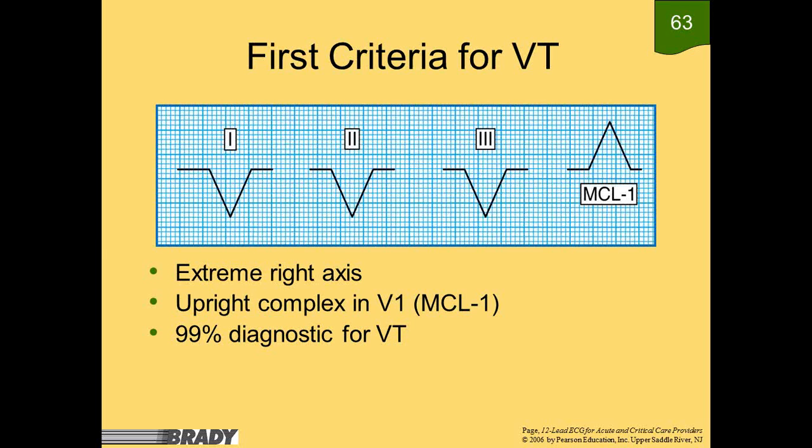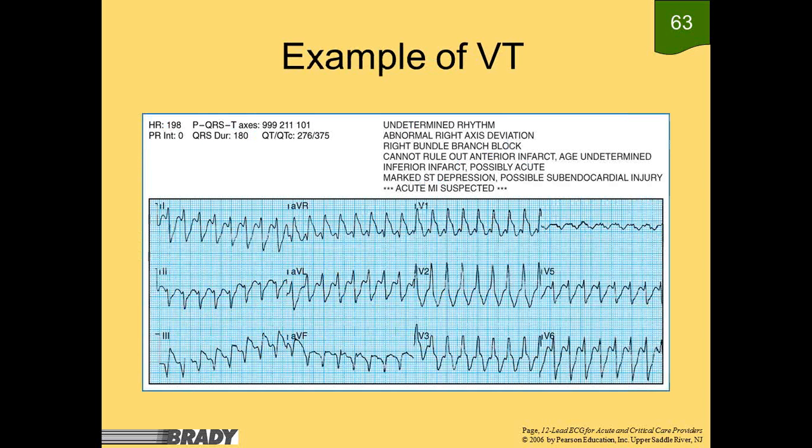So we're going to look at leads 1, 2, and 3. If they're all down, that tells us we have extreme right axis deviation. And then we're also going to look at our V1. If 1, 2, and 3 are down and V1 is up, it's V-tach. So at a quick glance, if you're not sure what you got, those are your go-to leads: 1, 2, and 3, checking axis deviation, and your MCL1 or V1.